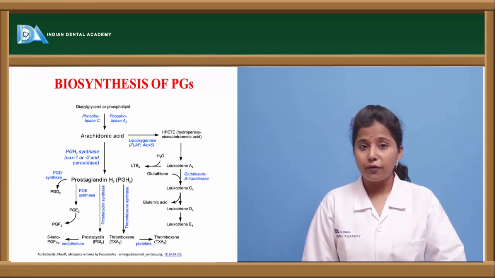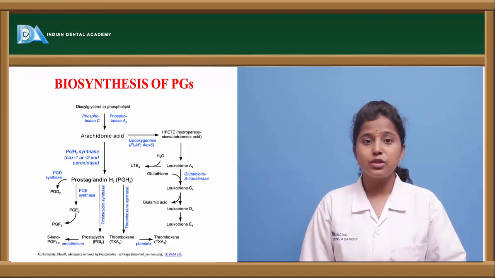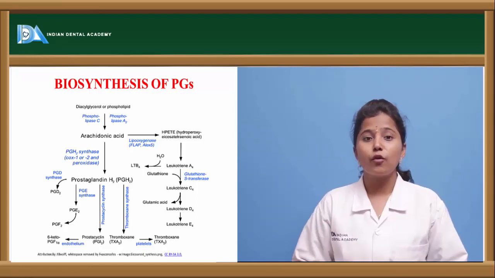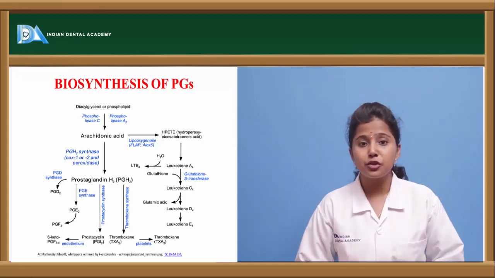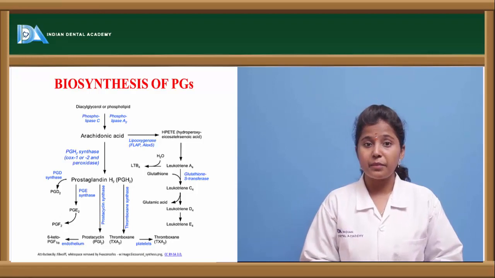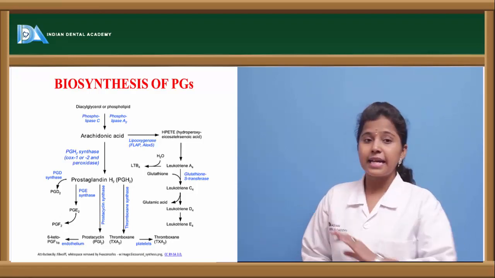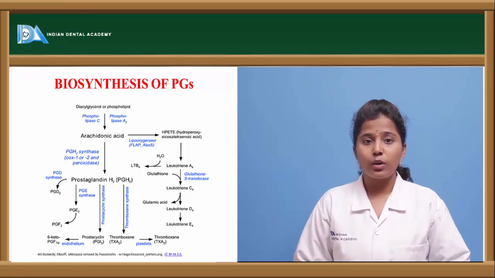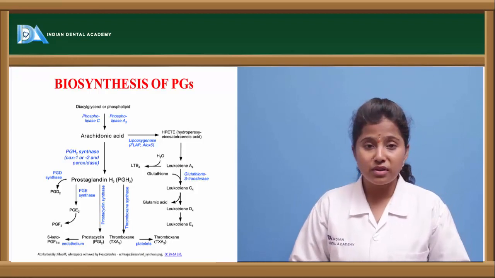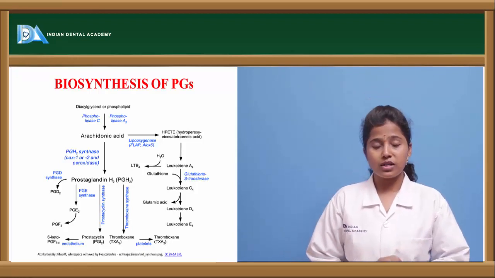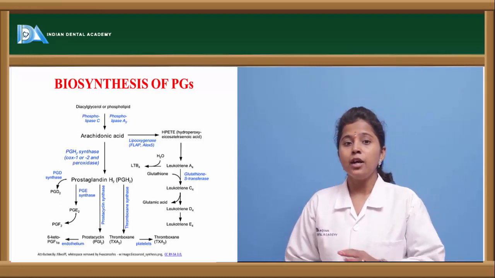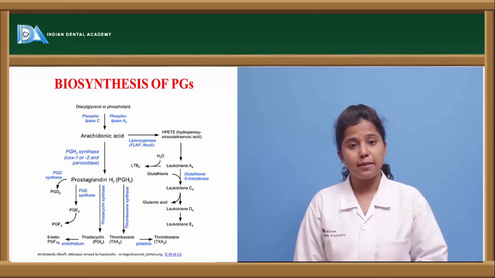I told you prostaglandins are formed from a polyunsaturated fatty acid called arachidonic acid. Arachidonic acid is released from the phospholipid membrane by the action of an enzyme called phospholipase C. When this phospholipase C acts on the phospholipid membrane, it releases arachidonic acid. And this arachidonic acid undergoes two pathways. One is the cyclooxygenase pathway, also called the COX pathway, and the other is the lipoxygenase pathway, also called the LOX pathway. From the cyclooxygenase pathway, the prostanoids are formed, and from the lipoxygenase pathway, leukotrienes and lipoxins are formed.